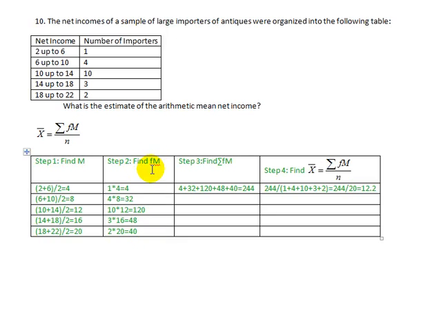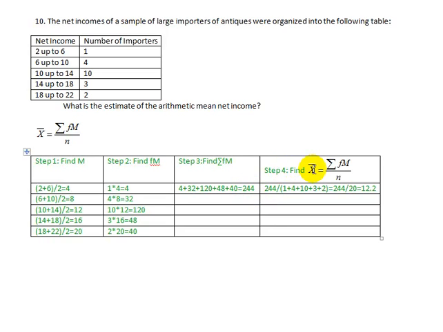So we found f times m. Now to finish this process, we use the operation of adding. To find sigma fm, we add all of these values up. 4 plus 32 plus 120 plus 48 plus 40 is 244.